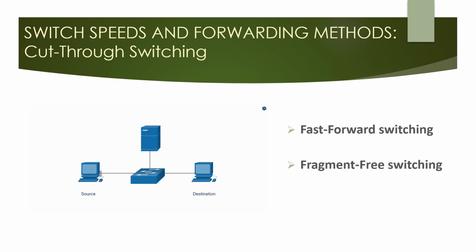The destination MAC address is located in the first 6 bytes of the frame following the preamble. The switch looks up the destination MAC address in the switching table, determines the outgoing interface, and forwards the frame onto its destination through the destination switch port. The switch does not perform any error checking on the frame. And as you can see in the animation, it demonstrates the cut-through switching process.